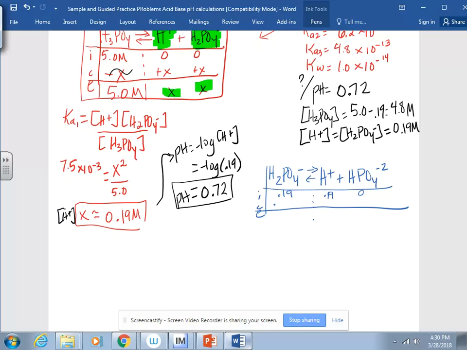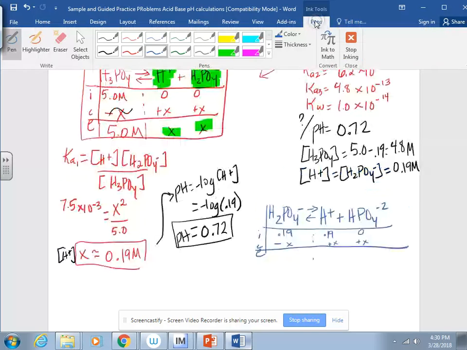So let's define our shift in terms of minus x, plus x, plus x. Now remember, with these particular calculations, if there's an initial amount present in our row here, we can neglect the x because these are very small amounts that are dissociating. So that allows us to pull down at equilibrium the concentration of H2PO4 minus is 0.19 molar. For hydrogen is 0.19 molar, and then this is equal to x.